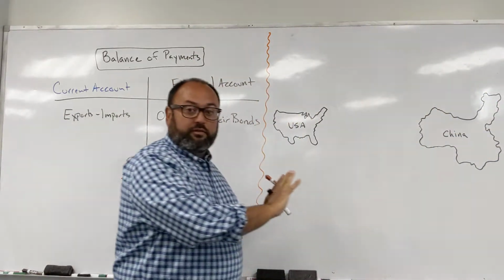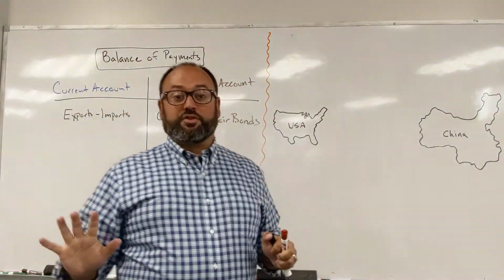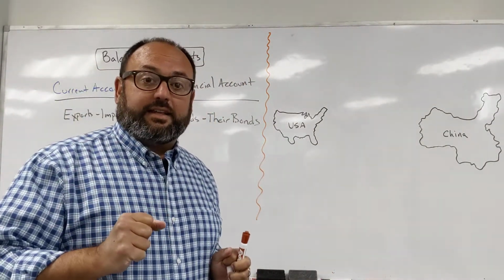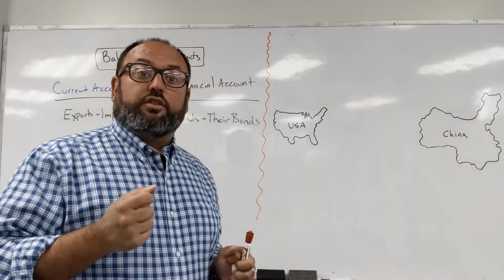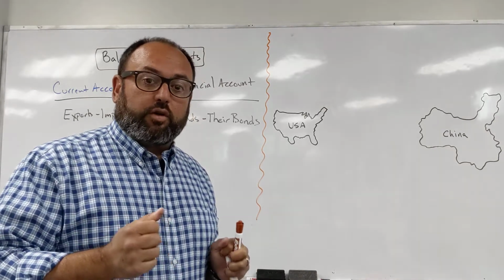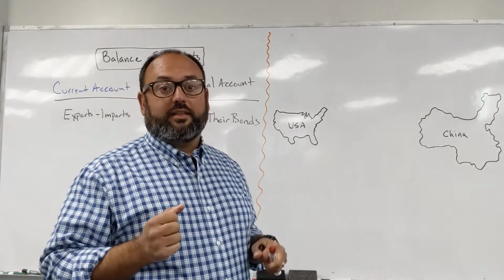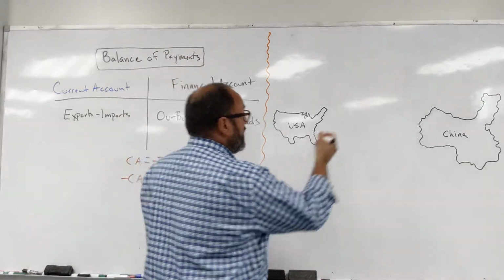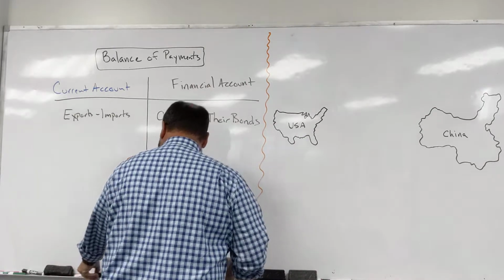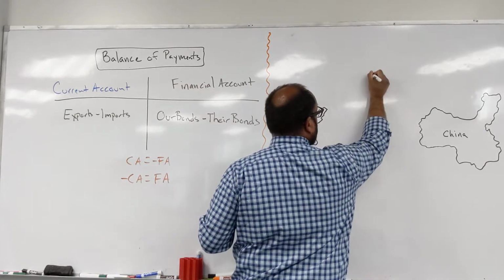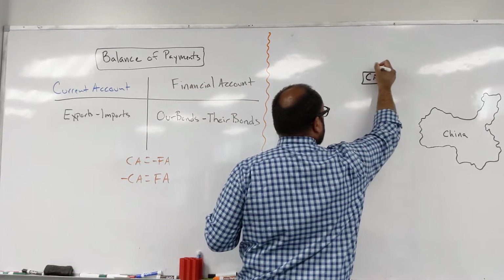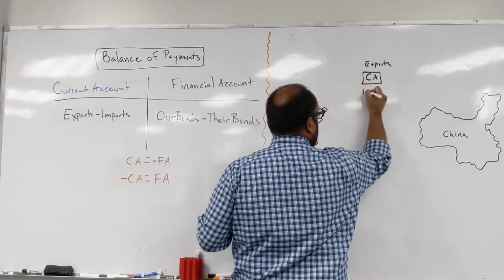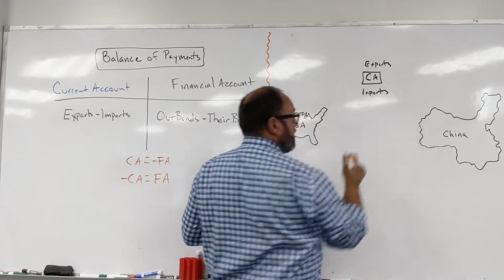So if we go over to the map of the United States and China, there are a few assumptions we already understand about this relationship. The United States has a trade imbalance with China. The United States imports a greater quantity of goods and services from China than it exports to China. Let's draw that really quick. We'll put our current account on top, and we have our exports, and we have our imports.